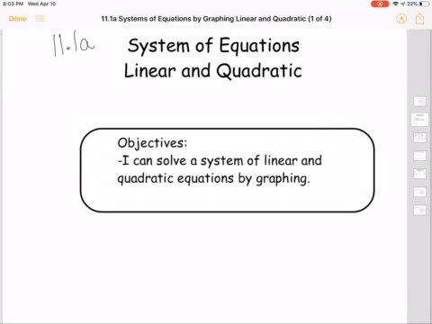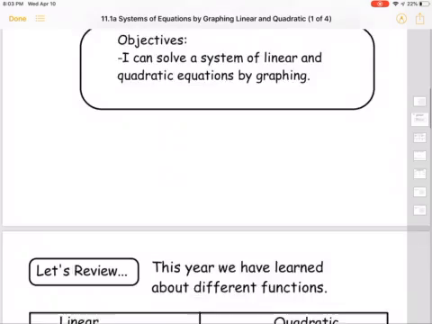11.1a is about systems of equations. So if you think way back to semester 1, we actually talked about linear systems of equations before. So now we're going to combine linear equations with quadratic equations.